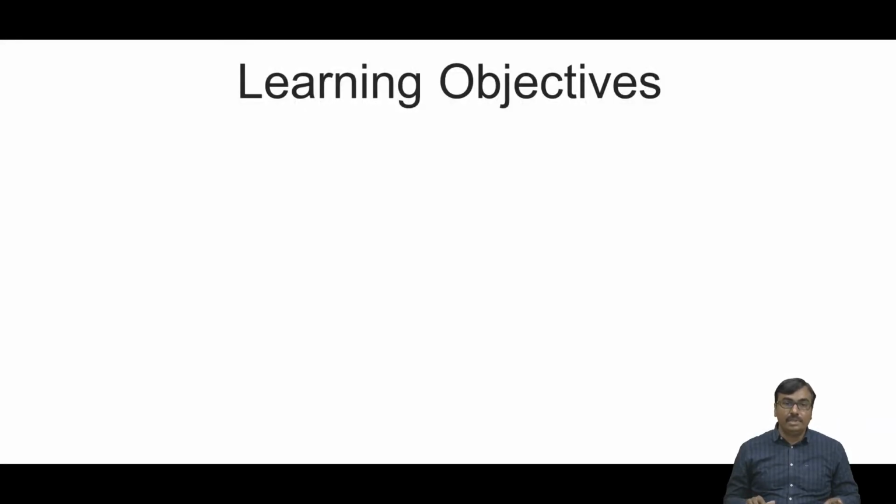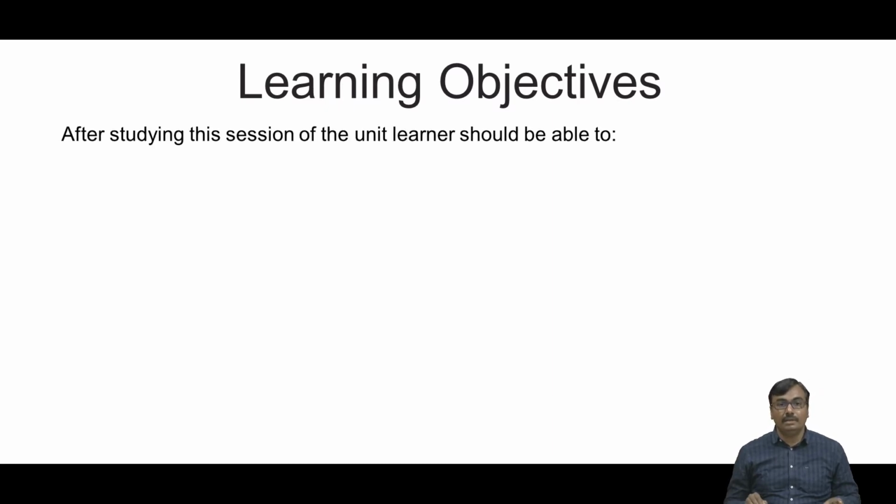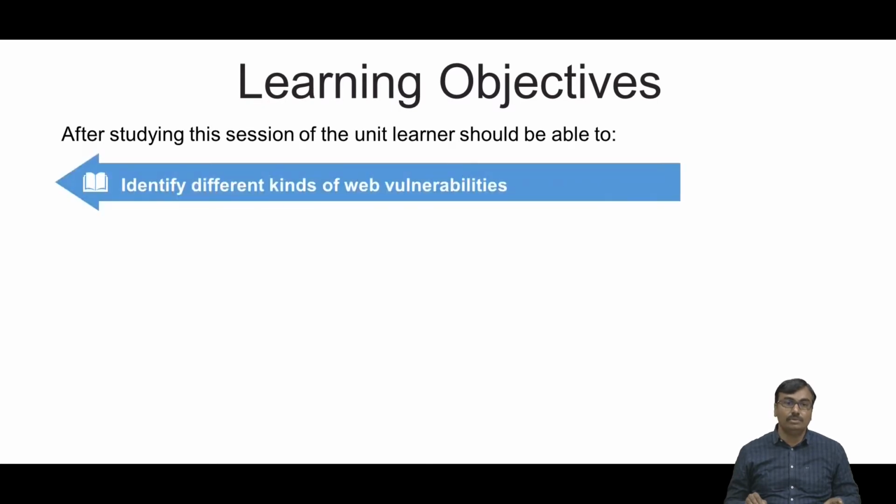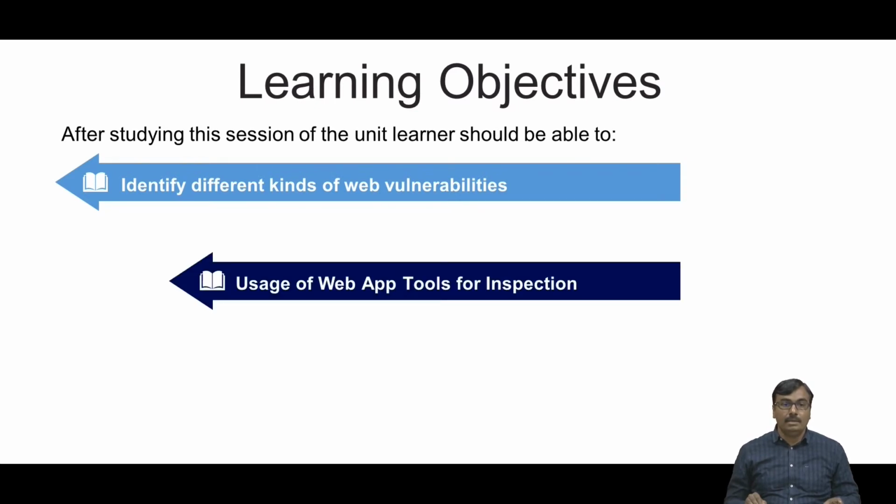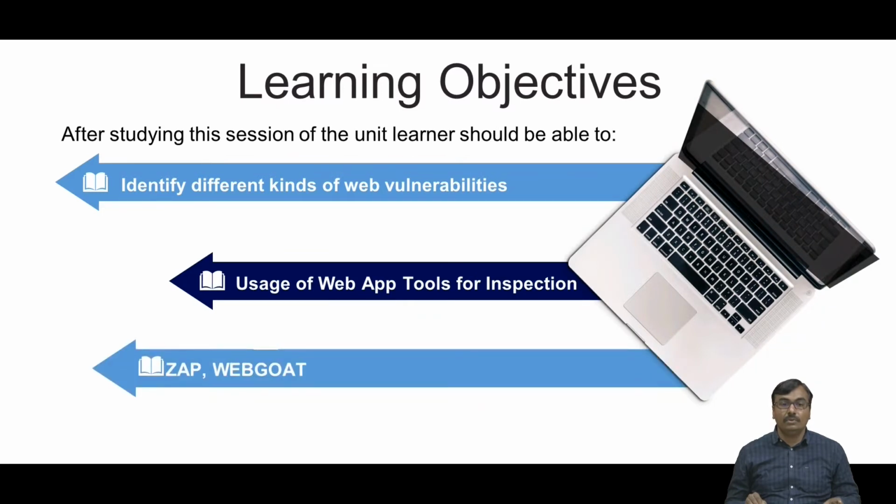So for today's session, the learner will be able to identify different kinds of web vulnerabilities, usage of web app tools for inspection, and also we discuss ZAP and WebGoat. So these are the tools for the web app for the inspection.